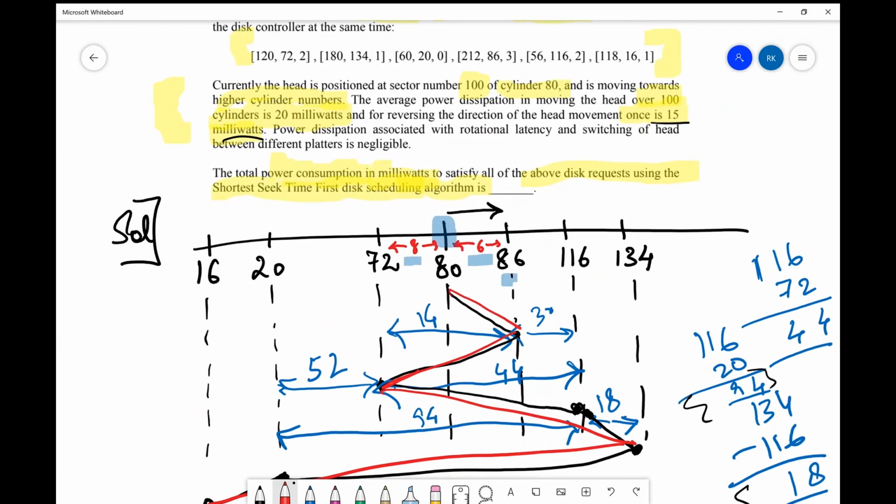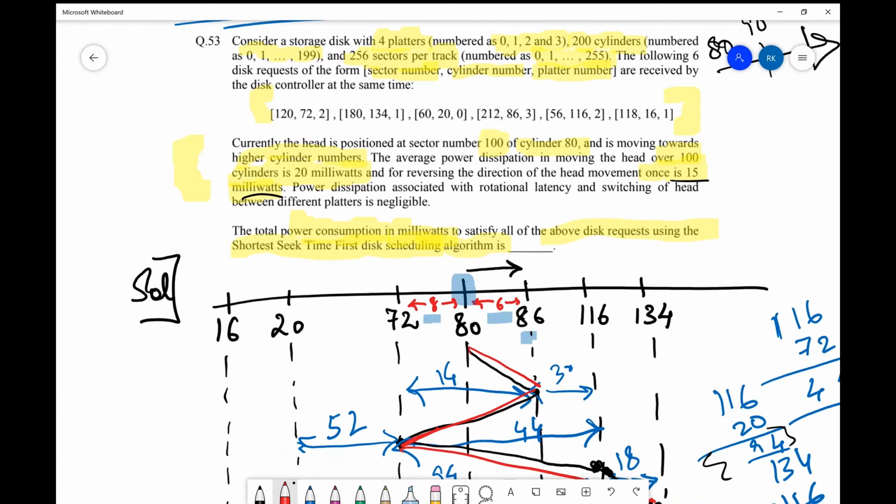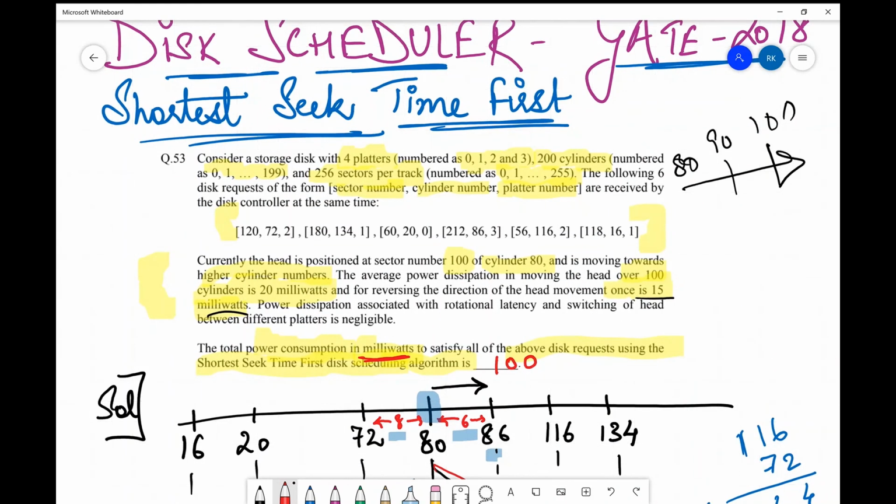Let's see what is the format required. So they've not written any format over here, they said in milliwatts, power consumption in milliwatts. So the answer over here is 100. So that's all for this session.